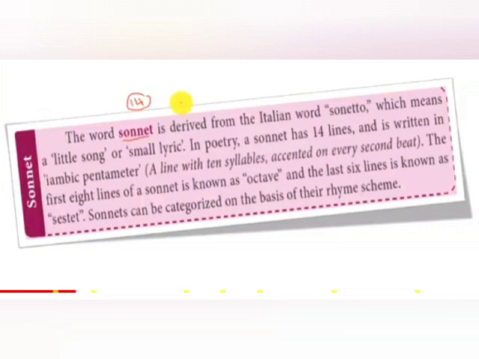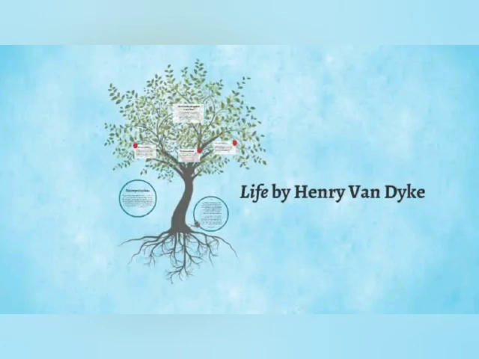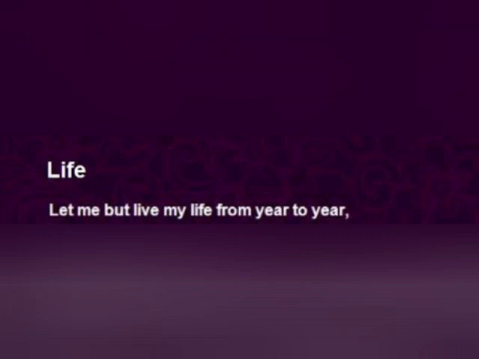Iambic pentameter means, if you count the first line of the poem, for example, "Let me but live my life from year to year." This is the first line. You just count the syllables. Let, one; me, second; but, third syllable; live, fourth; my, fifth; life, sixth; from, seventh; year, eighth; to, ninth; and year, tenth syllable. So totally there are 10 syllables. So this is the structure of the poem. This is called iambic pentameter. And accented on every second beat means the second syllable, me, but, and so on, is stressed more. That is why they say iambic pentameter.